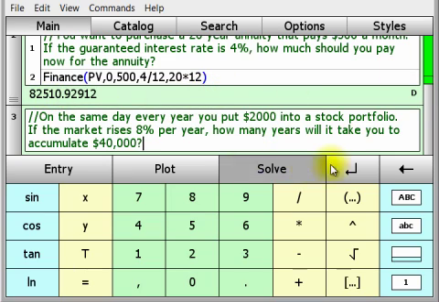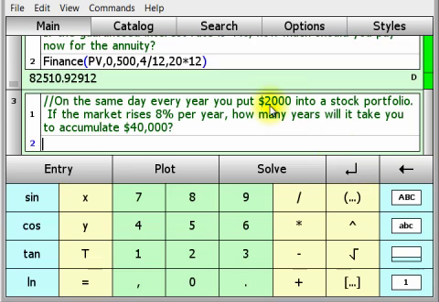Alright, our third and final problem. Go ahead and hit return to open up a sub-entry. On the same day every year, you put $2,000 into a stock portfolio. If the market rises 8% per year, how many years will it take you to accumulate $40,000? Okay, this is a fairly typical type of problem that you want to ask. You're building up to a certain amount of money. You haven't invested any money up front, but you're making a sizable payment or donation, and you want to work up to a goal. How long will it take you to work up to this particular goal of $40,000?